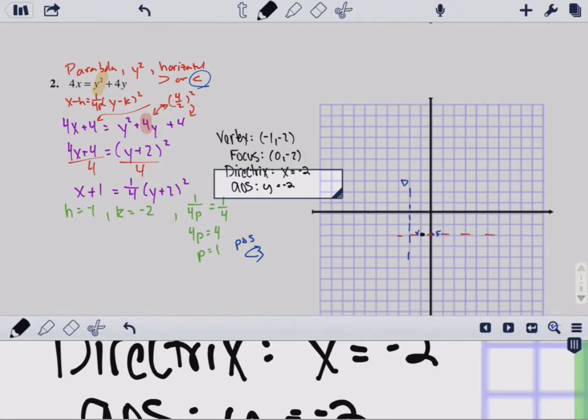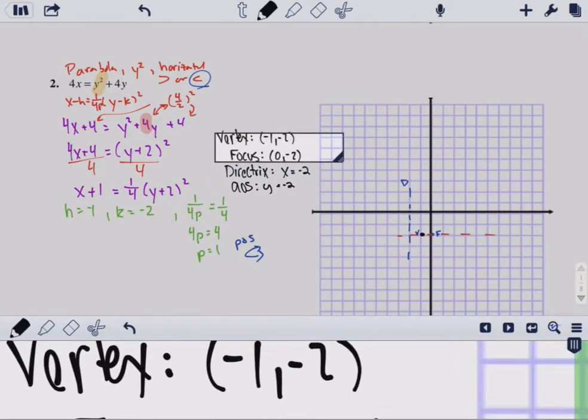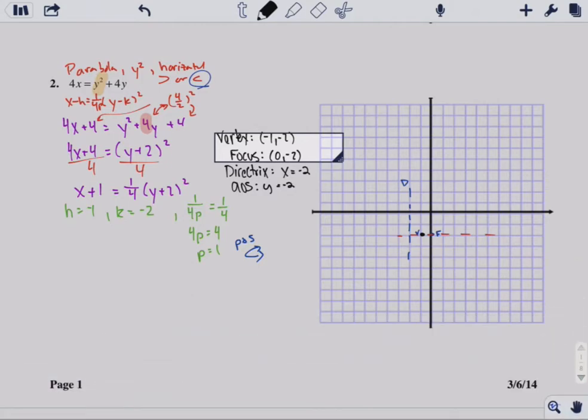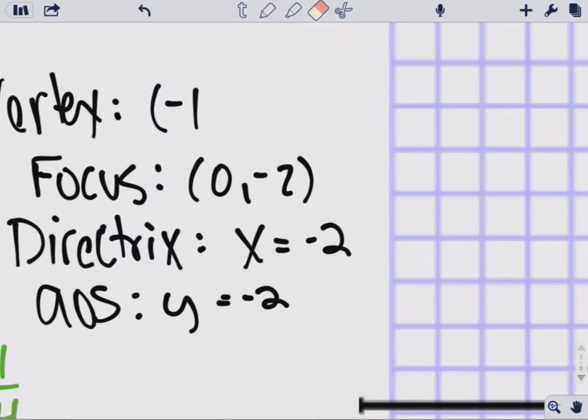Okay, now these are not coincidence. That negative 2, that negative 2, that negative 2, because it opens right or left, it opens horizontally, those will always be the same number. Okay, that is not coincidence. Those: vertex, focus, axis of symmetry.